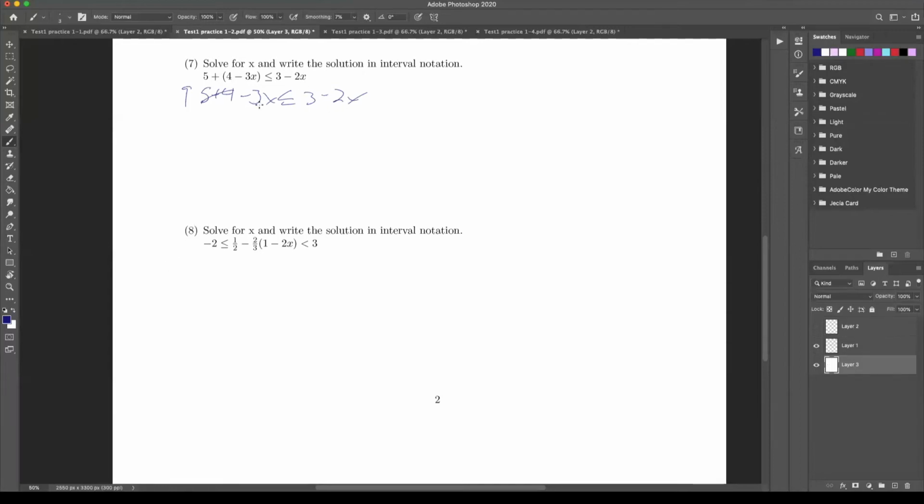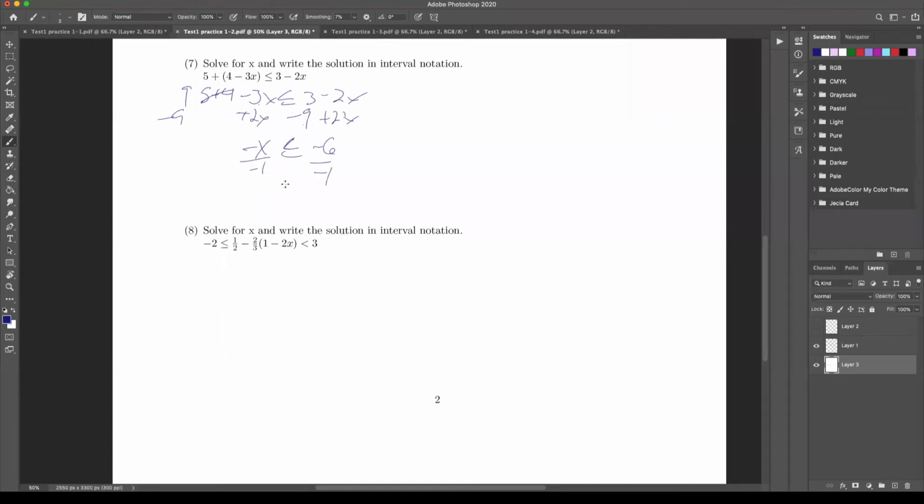I'm going to move my x's this way, just because I want to keep my x's positive. No, actually, let me not do that. Let me move x's the way you naturally do it. So here I'm going to add 2x to this side, and add 2x to this side. I'm going to subtract 9 from this side and subtract 9 from this side. So I have minus x less than or equal to 3 minus 9, which is minus 6. And then here I'll divide by negative 1.